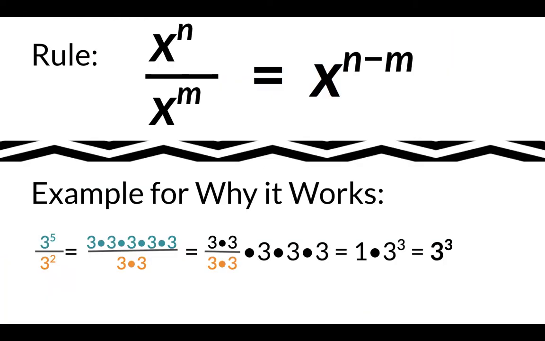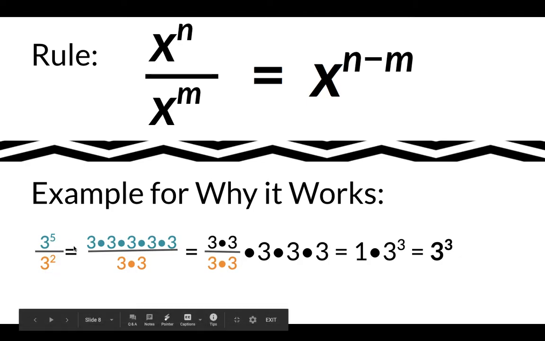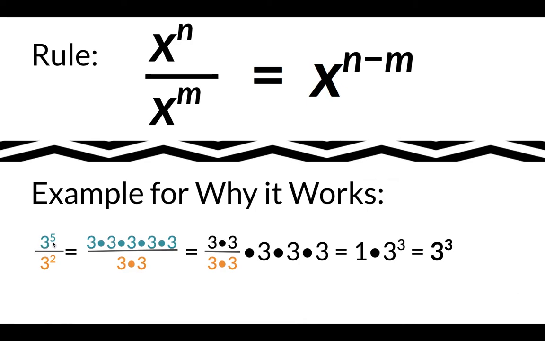Next rule, we're dividing. So when we divide, our exponents are going to be subtracted from one another. So we would subtract n minus m. So we have our base, take our exponents and subtract them from one another. So this is how it would work. If we had 3 to the 5th power over 3 to the 2nd power, and we wrote it in expanded form, that's telling us we're going to have 3 times itself 5 times.